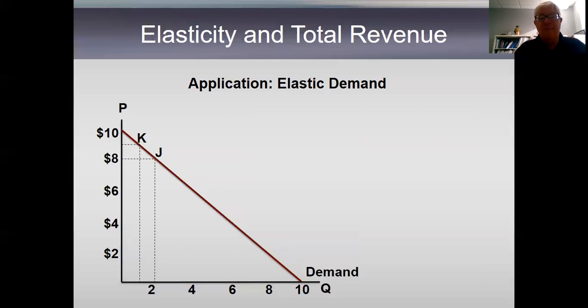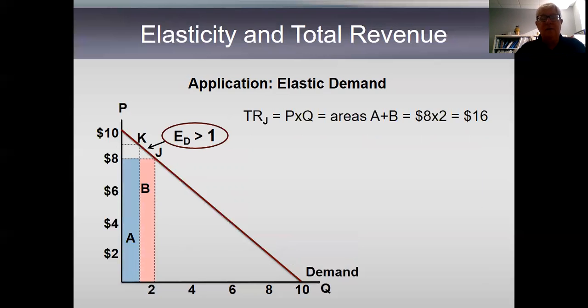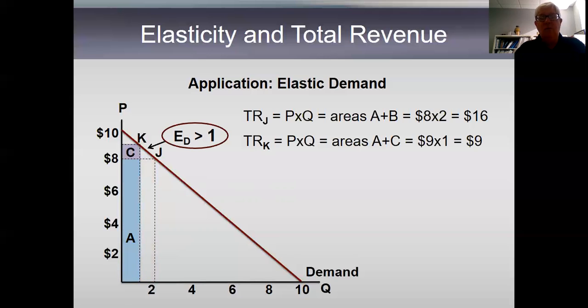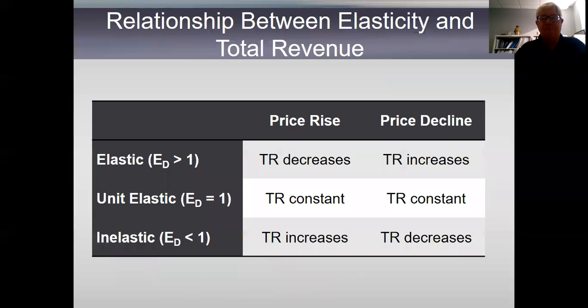But let's look at the opposite of that, the elastic demand. So now we've got an area of the curve that's elastic. Let's start at point J. At point J, the price is equal to 8. Quantity demanded is 2, giving you a total revenue of 16. Let's raise the price from 8 to 9, and we only sell 1 unit. Our revenue goes down from 16 down to 9.